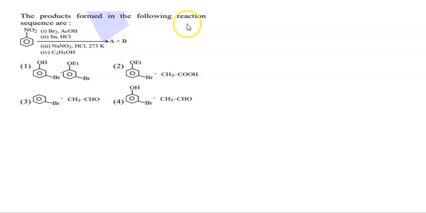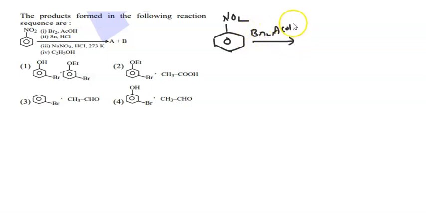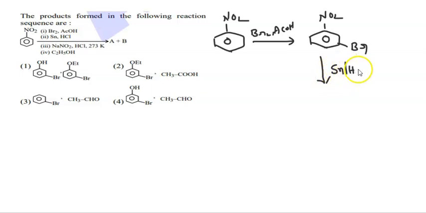For the products formed in the following reaction, the nitrobenzene is given. When nitrobenzene reacts with bromine in the presence of acetic acid, the bromonium electrophile is generated and electrophilic substitution takes place. NO2 is a meta director, so bromine attacks the meta position to the nitro group. Then tin in the presence of HCl brings about reduction of the NO2 group, so NO2 is changed to NH2. You get NH2 here and Br, that is, m-bromoaniline.